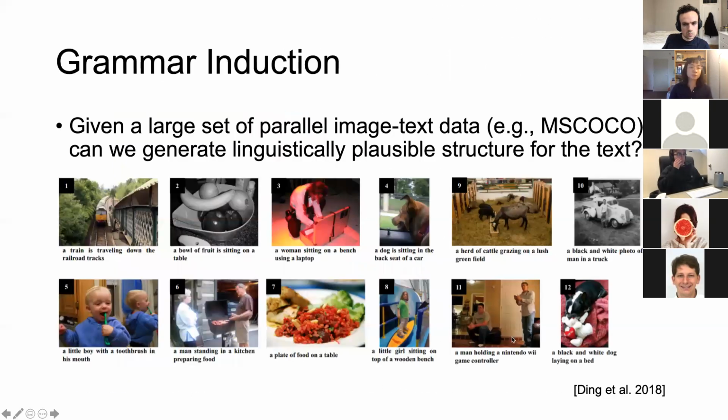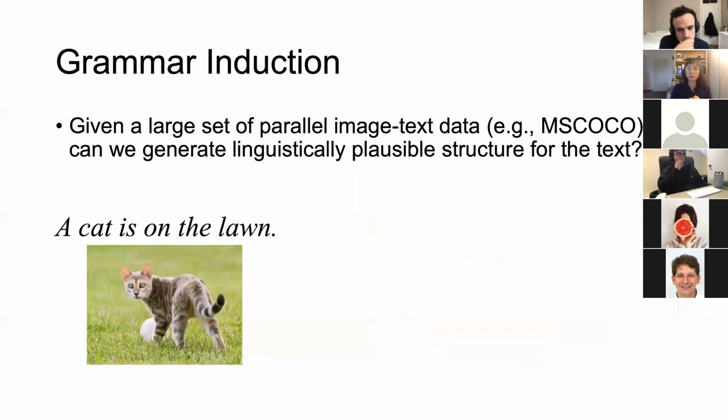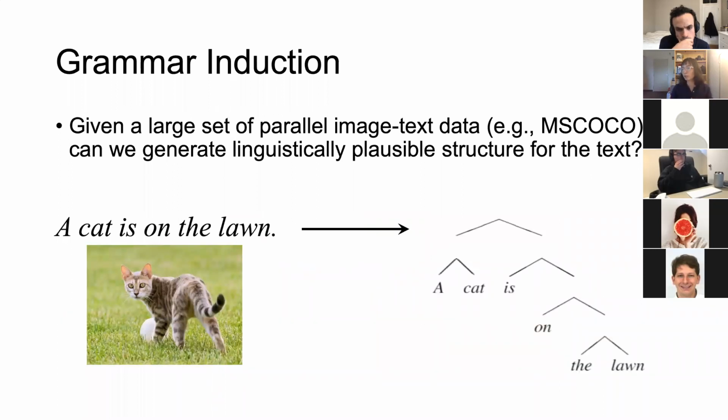Here, I want to formally describe our research question as the following. Given a large set of parallel image-text data, for example, from the MS COCO dataset, can we generate linguistically plausible structure for the text? In particular, here we focus on the constituency parse trees without labels of nodes, and you only care about the structure. So for example, on the right, I show the corresponding constituency parse tree of this input sentence, a cat is on the lawn.